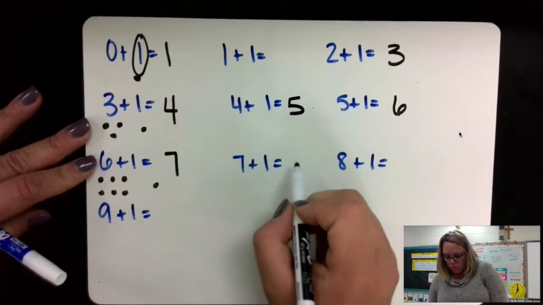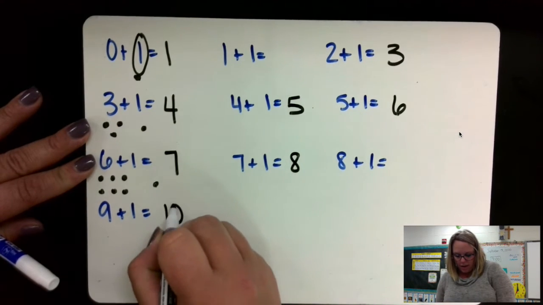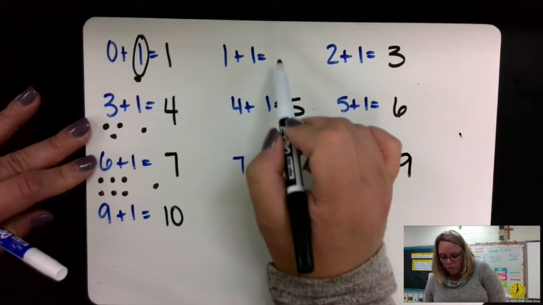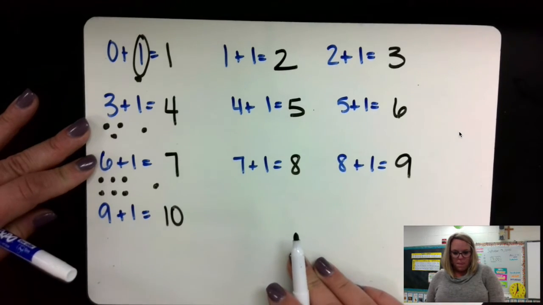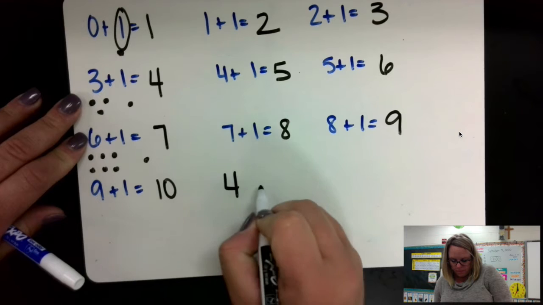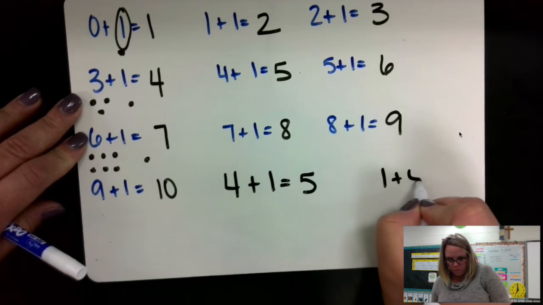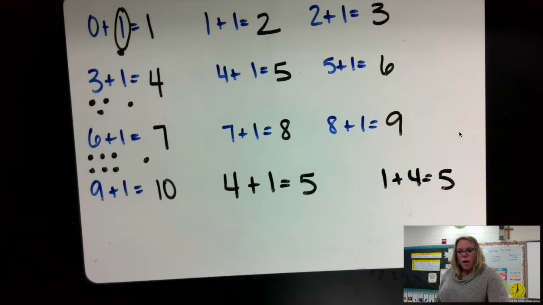7 plus 1, 1 more than 7 is 8. 9 plus 1, 1 more than 9 is 10. 8 plus 1, 1 more than 8 is 9. And 1 plus 1 is 2. Okay, now look at these two problems. How are these two problems the same?